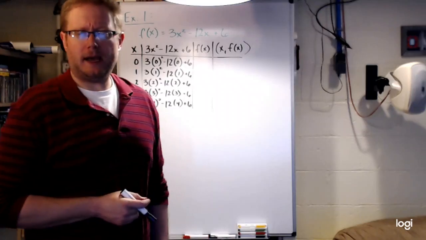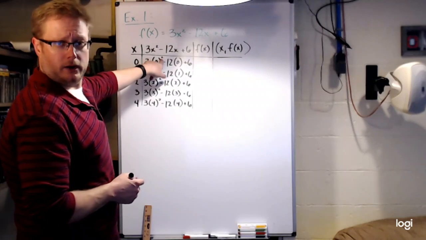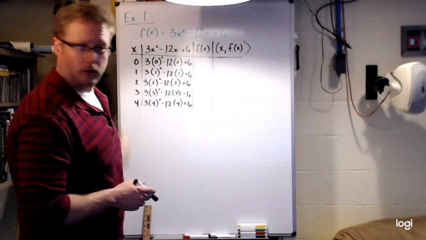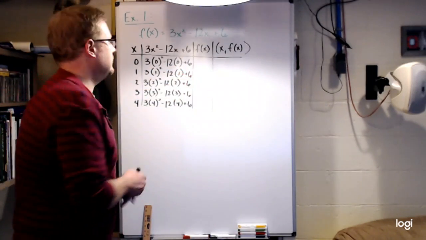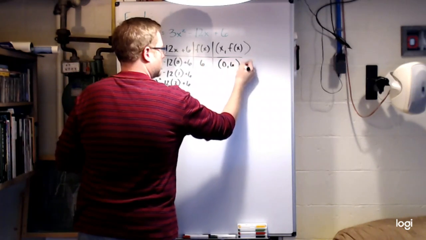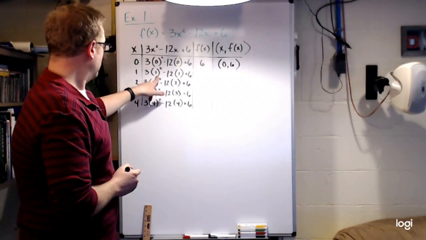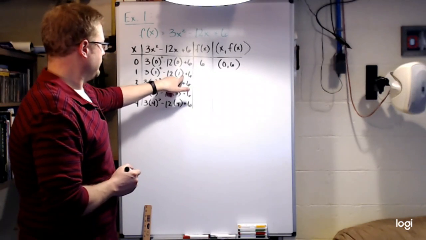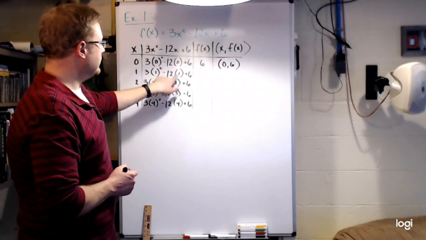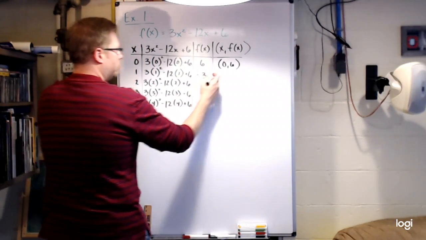Okay. Now we're going to just simplify each one, get ourselves a final number. So 0 squared is 0, times 3 is 0, 12 times 0 is 0. All this zeros out, and we're just left with 6. So we have 6, so my coordinate is 0, 6. And let's keep going. 1 squared is 1. 1 times 3 is 3. 12 times 1 is 12, so 3 minus 12 is negative 9. Negative 9 plus 6 is negative 3. So my coordinate will be 1, negative 3.